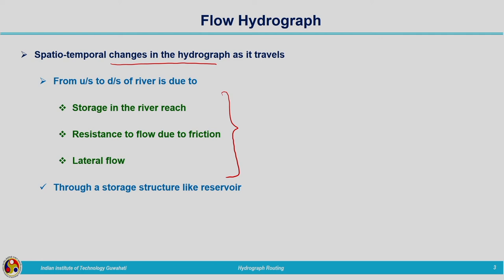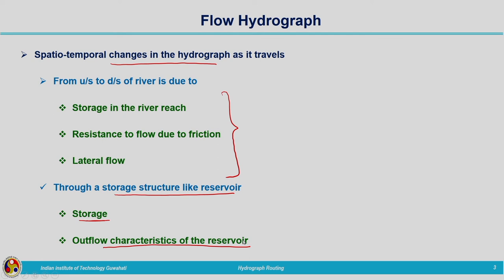And in the case of the flood wave traveling through a storage structure like a reservoir, changes will also take place because of the storage characteristics and the outflow characteristics of the reservoir. So, whenever flow takes place from upstream to downstream, whether in a channel, a stream or a river, or in the presence of a control structure or storage structure, there will be changes in the characteristics of the hydrograph. These changes can be studied with the help of flow routing.